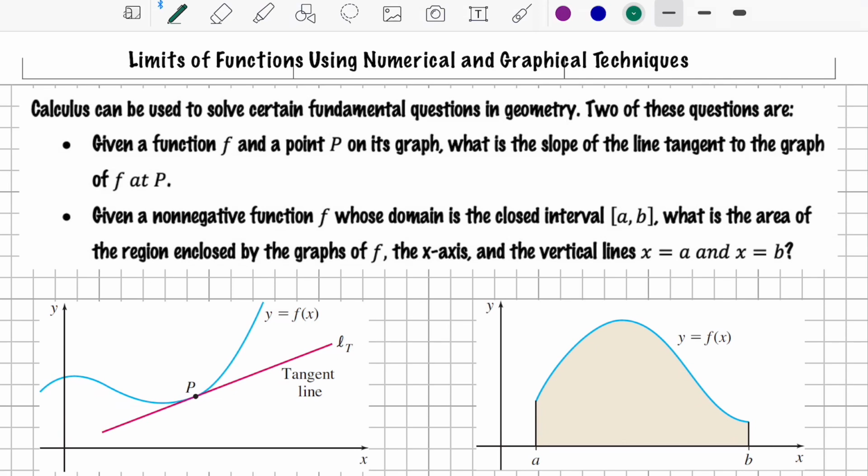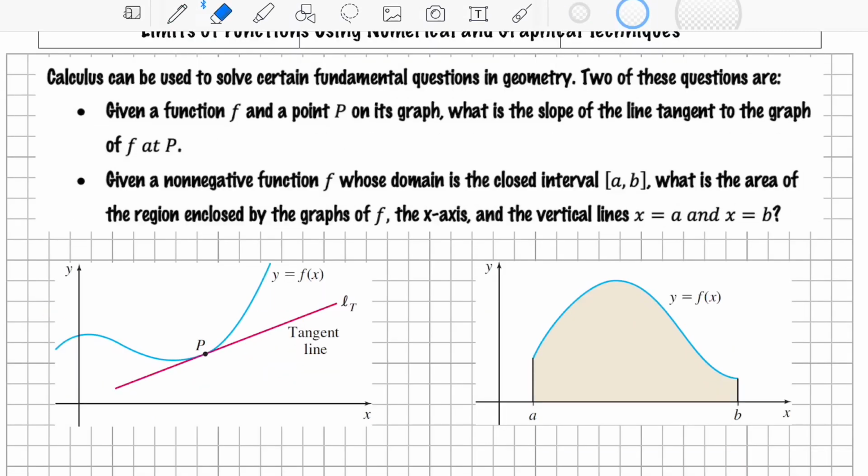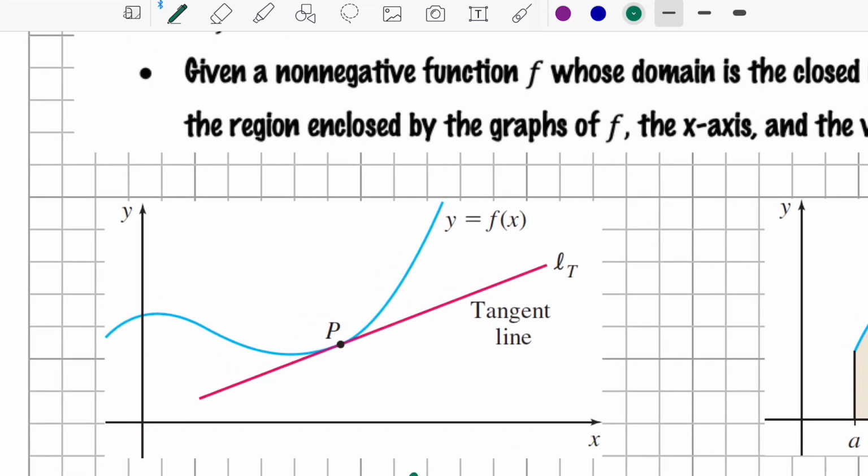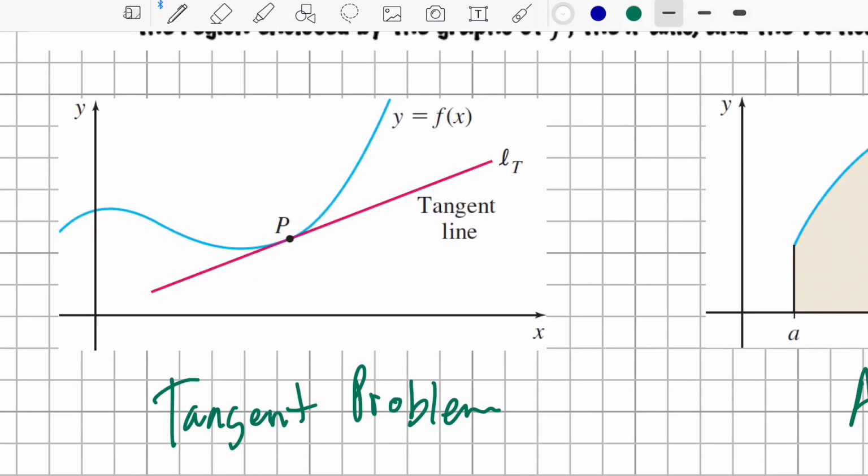Calculus can be used to solve certain fundamental questions in geometry, and two of the questions are here. You can pause the video here and read it to yourself. These two types of questions are traditionally called the tangent problem, which looks kind of like this, and the area problem. Today we're only going to concentrate on the tangent problem.